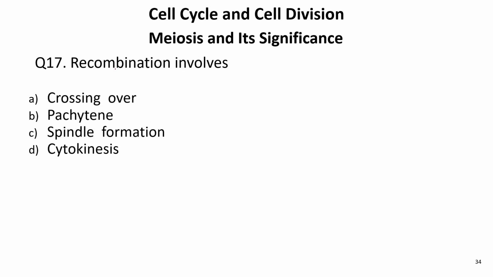Now the next question is about recombination. They are talking about meiosis, and specifically within meiosis, they are talking about prophase 1 of meiosis 1. And within prophase 1, they are talking about pachytene, because during pachytene, recombination and crossing over takes place. So recombination involves, first option, crossing over. The second option is pachytene, it is related to pachytene. Spindle formation. And the last option is cytokinesis.